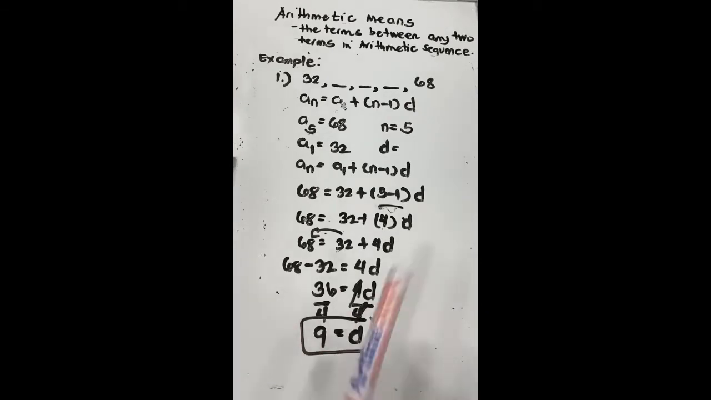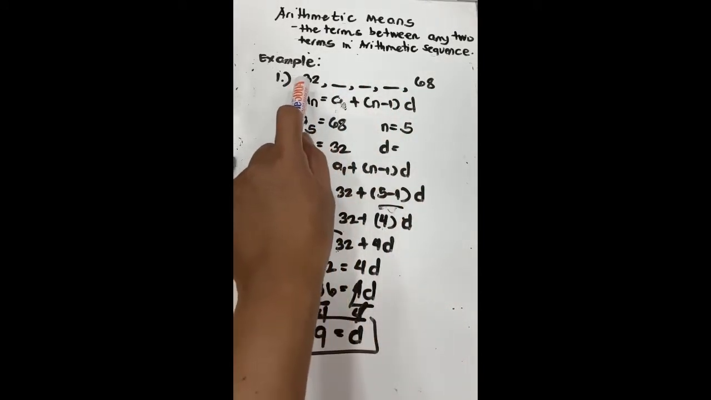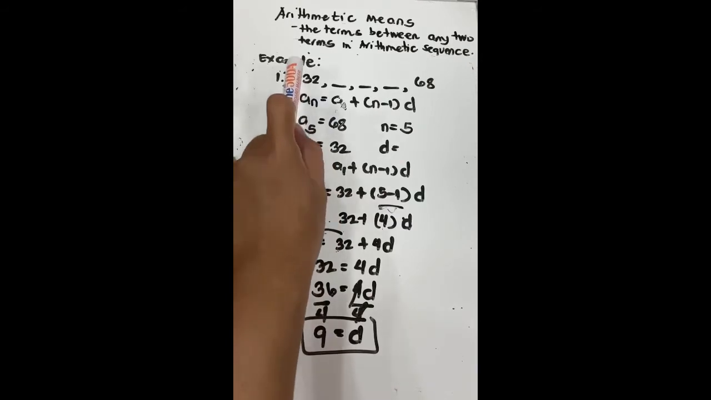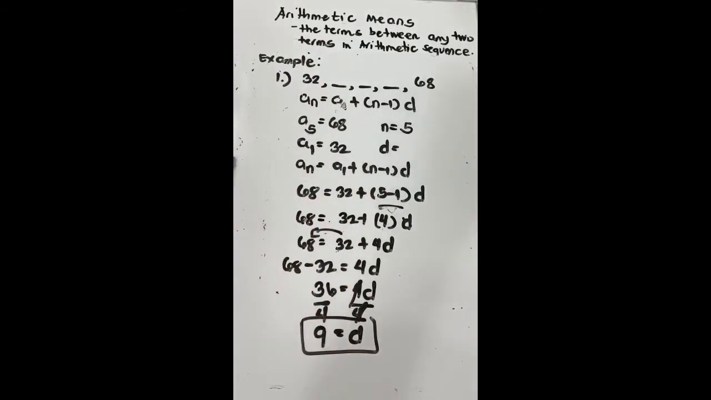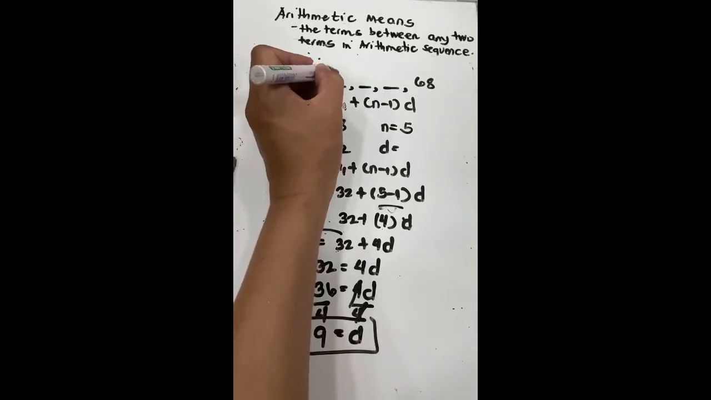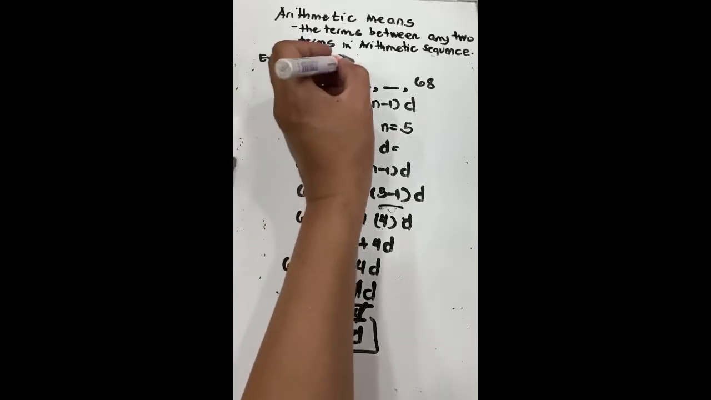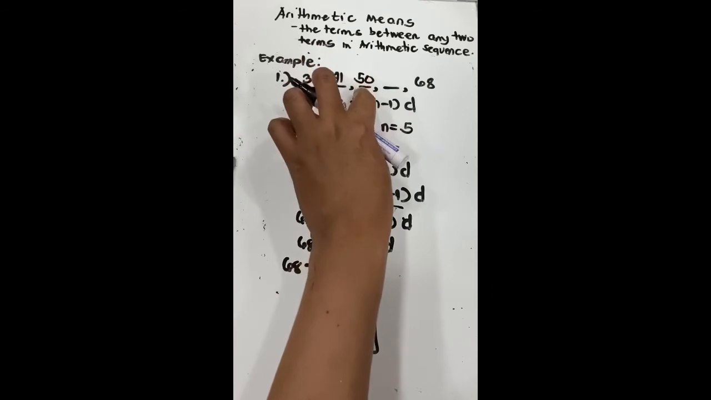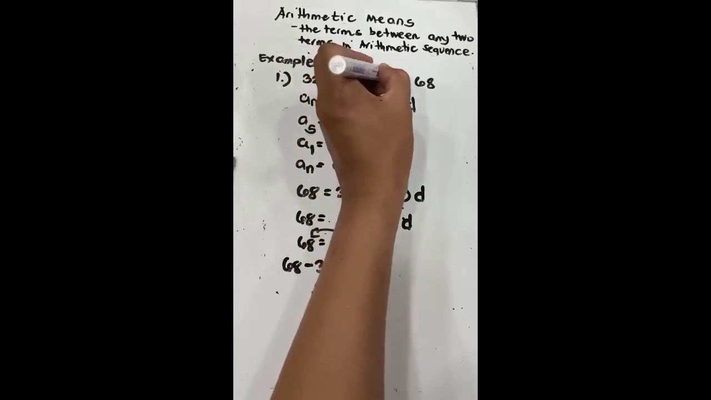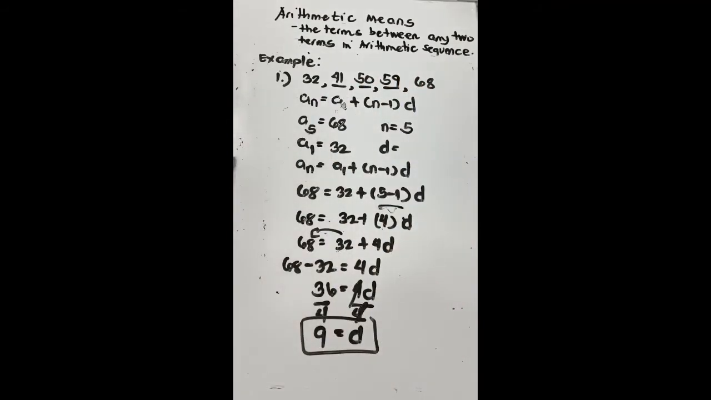But remember class, this is not yet the final answer. Ang ibig sabihin nito, to find the arithmetic means, we need to add 9 to the first term. So 32 plus 9, that is 41. 41 plus 9, that is 50. 50 plus 9, that is 59. And 59 plus 9, that is 68.